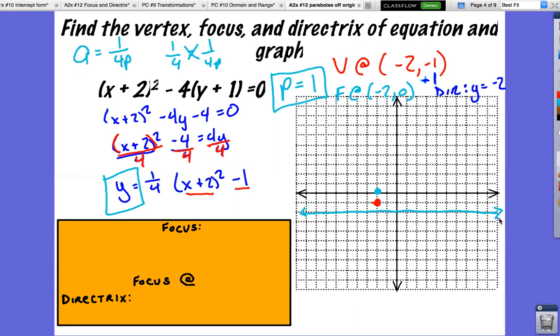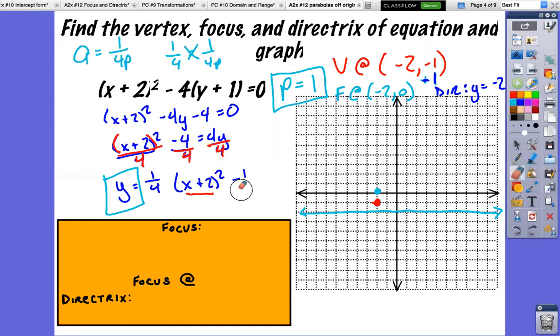And by the way, on your test or quiz, when you do this, I don't care if you want to graph it first and make sense of it, or if you want to do the math first. But p is always your distance from the vertex to the focus. Then the opposite of p, you go the other way to get to the directrix.